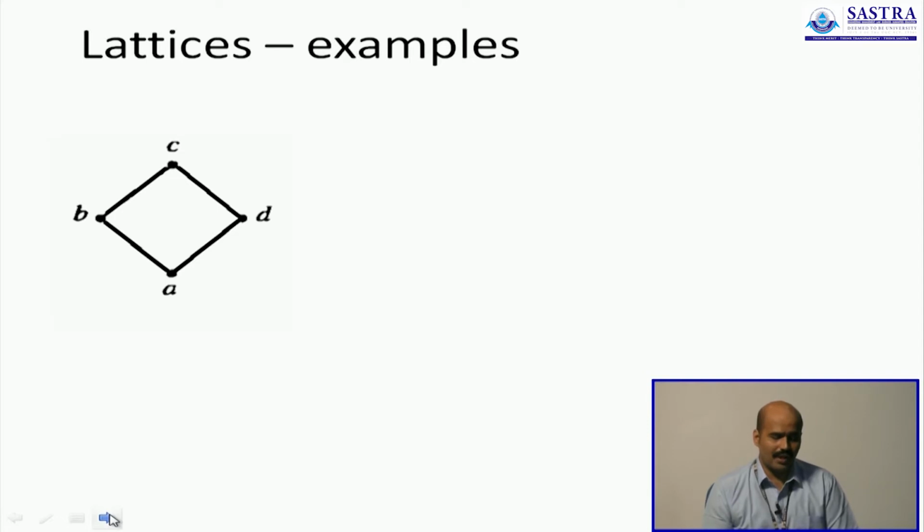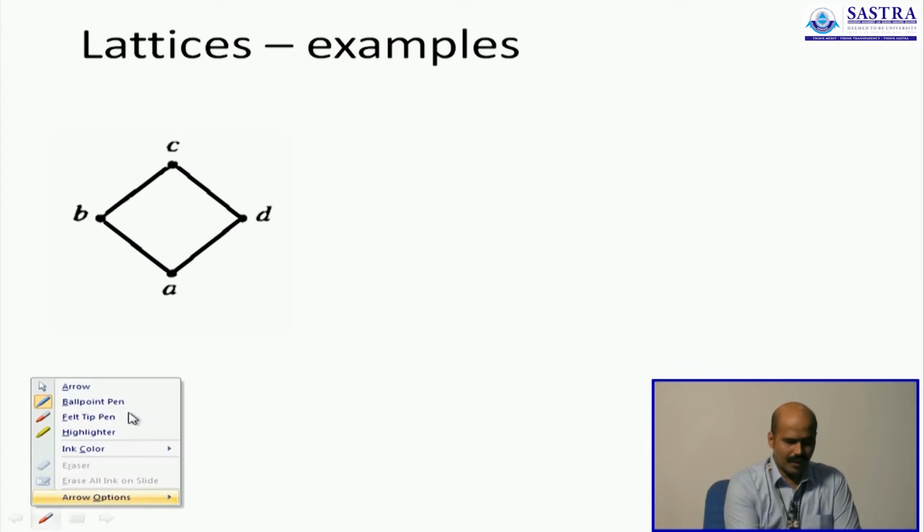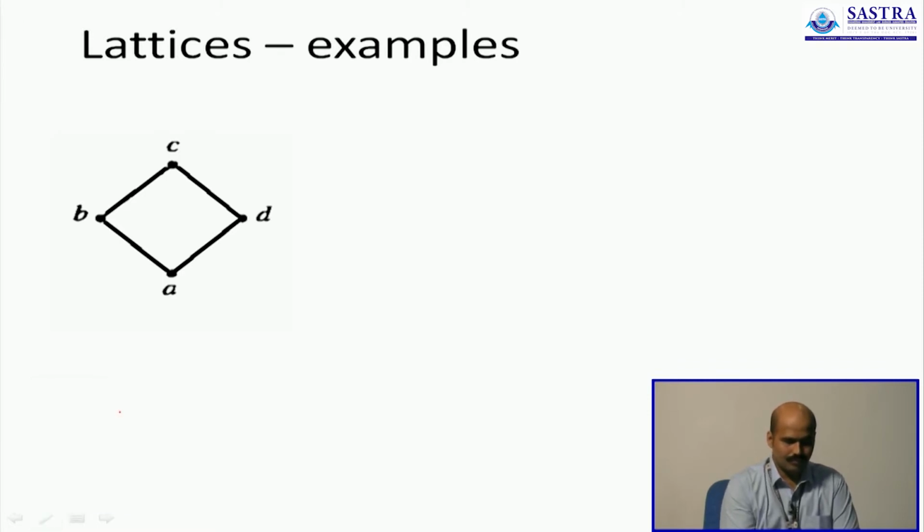The next poset that we have is once again of the four elements A, B, C and D, but this poset is slightly differently structured. Now let's consider two elements here and find out what their upper bounds and lower bounds are. Let's pick the elements A and D.